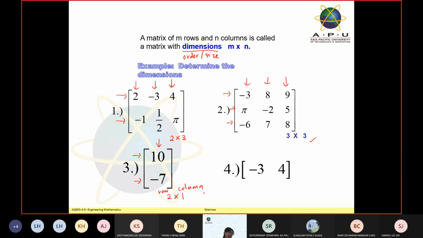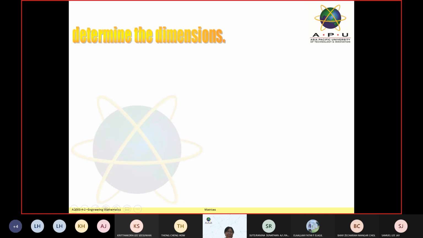Okay, how about number 4? Okay, number 4, 1 by 2. Yes, 1 row, 2 columns. So 1 by 2. Okay, just a recap. It's not difficult. Just sometimes you will mix up whether rows come first or columns come first. Okay, done. Next one.